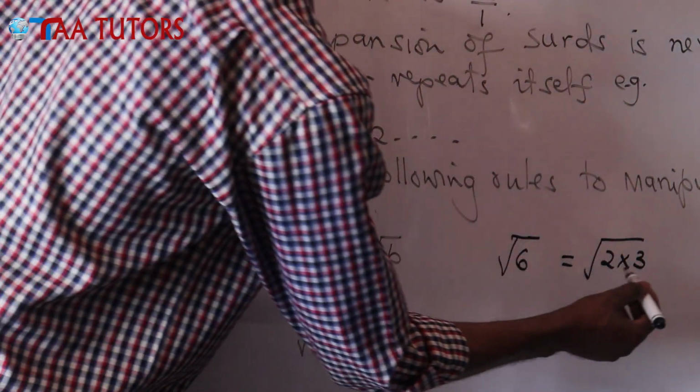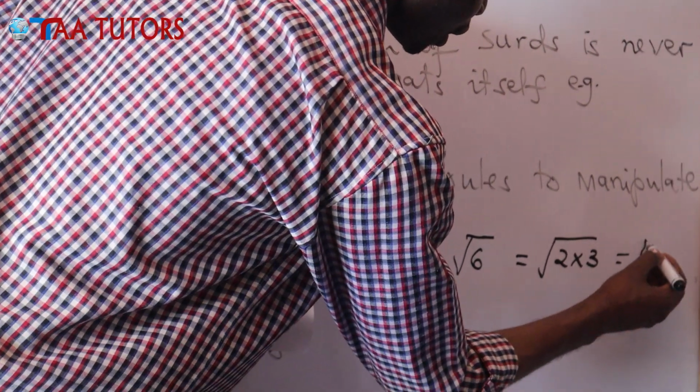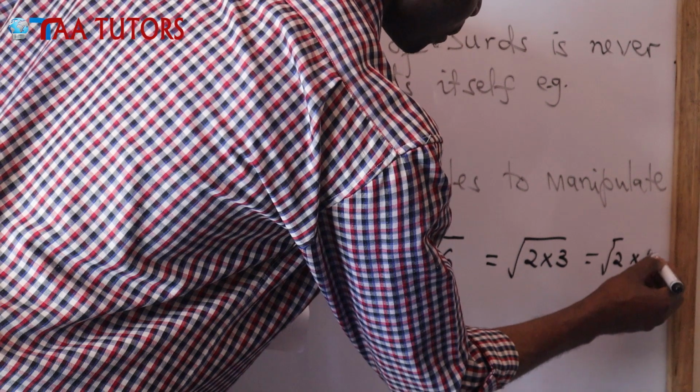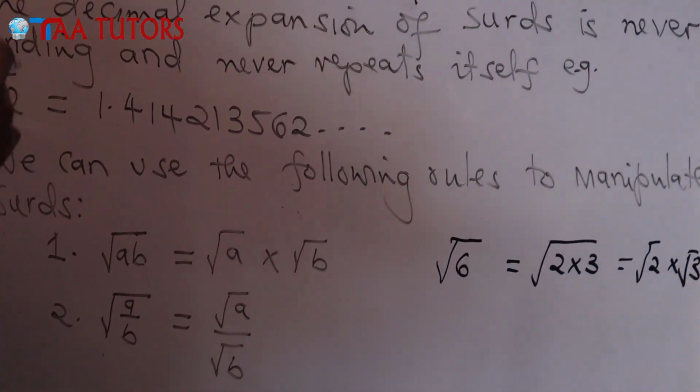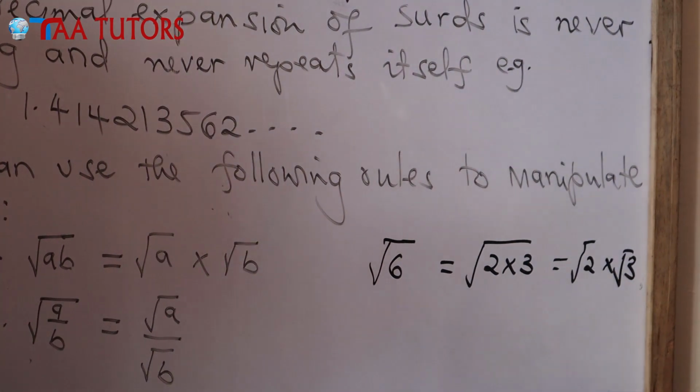And after we have this, then it means we can therefore say this is the same as surd 2 times surd 3. So these are one of the rules we are going to use to be able to manipulate surds to achieve a result that is desirable.